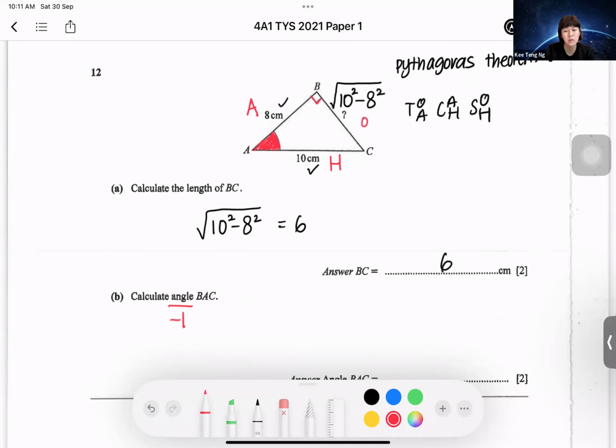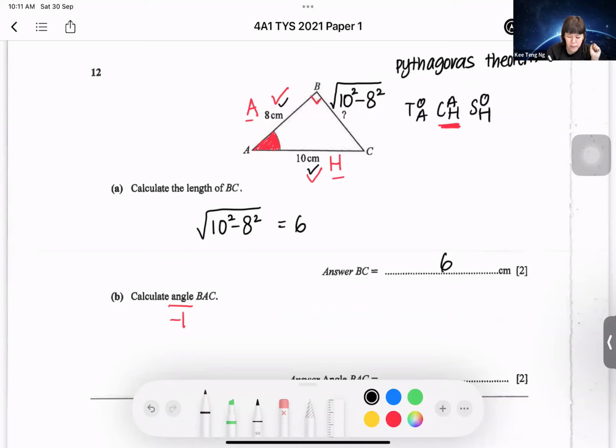Okay, for me, I will use the numbers that are given to me. So I'm given 8, I'm given 10. So I use A and H, right? So I'll not use O in this case. So which of the following got A and H? Only cosine has A and H. But since we are looking for angle, we shall do cosine inverse, right?